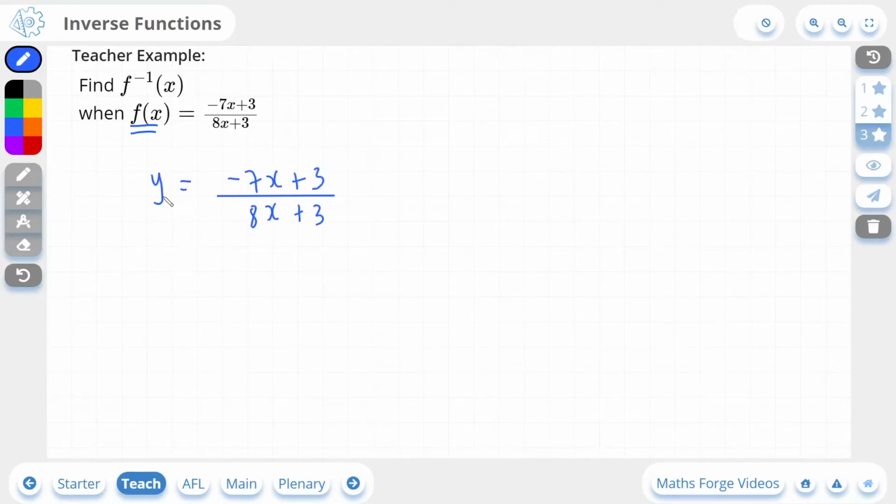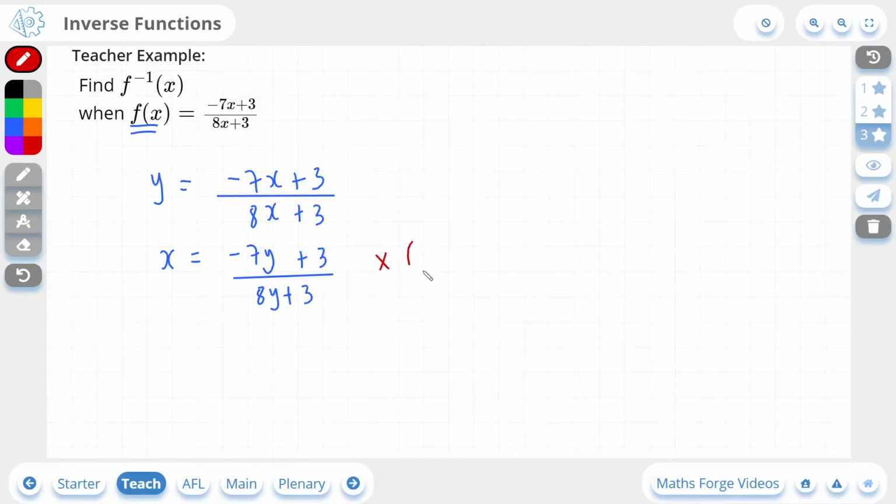Now the second step is to swap the y and the x's. So we're going to have x is equal to minus 7y plus 3 all over 8y plus 3. And now we have to rearrange for y. Now the first step is to get rid of this 8y plus 3. Since it's dividing into everything, we're going to multiply it onto both sides.